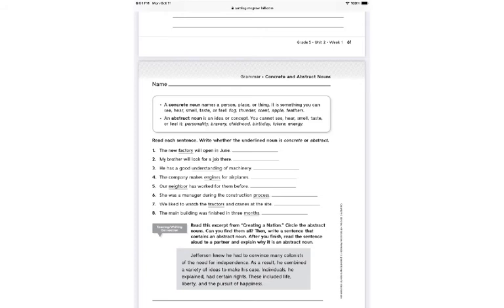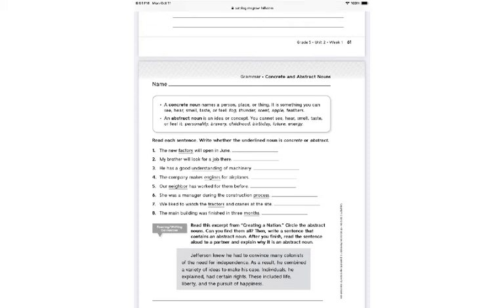So for our grammar concept today, we are looking at concrete and abstract nouns. A concrete noun names a person, place, or thing, and it's something that you can see, hear, smell, taste, or touch, or feel. So fog, thunder, a scent, apple, and feathers. An abstract noun is an idea or a concept. You cannot see, hear, smell, taste, or feel it, but it's still there. So personality, bravery, childhood, birthday, future, and energy.